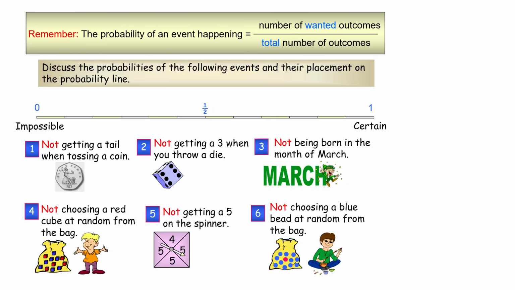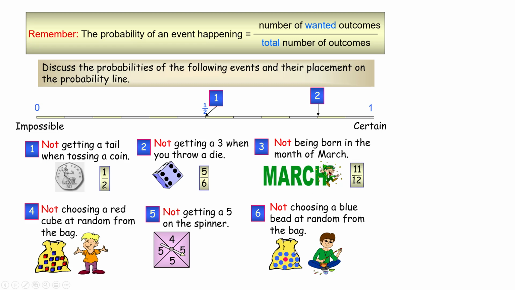Okay, so if we look at that, probability of not getting a tail when you toss a coin, that's obviously going to be whatever's left. It's probability of getting a head, which is half. So that goes there. Of not getting a 3, well, there are 6 possible outcomes. The chance of not getting one of them is 5 out of 6. So 5 out of 6 goes there. Not being born in the month of March. Chance of being born in March is 1 out of 12. So everything else is not March. So you're left with 11 out of 12.